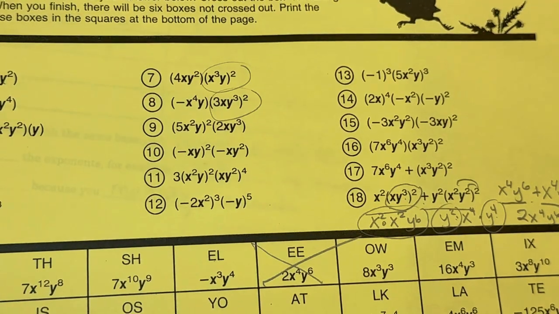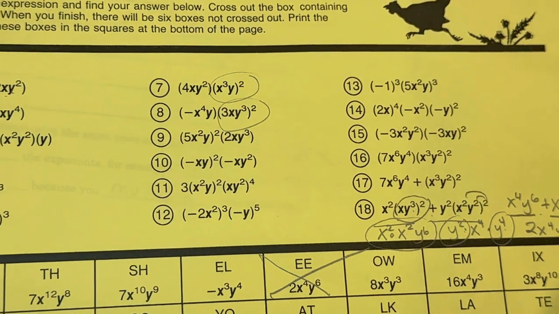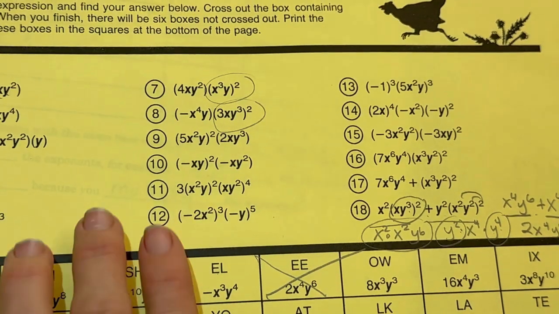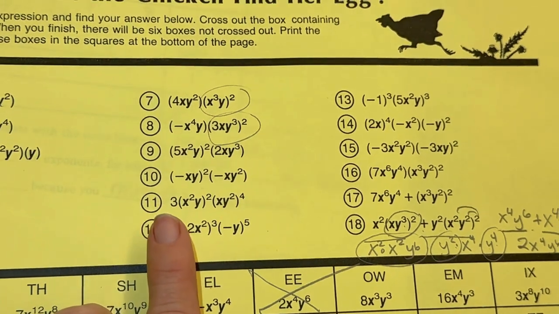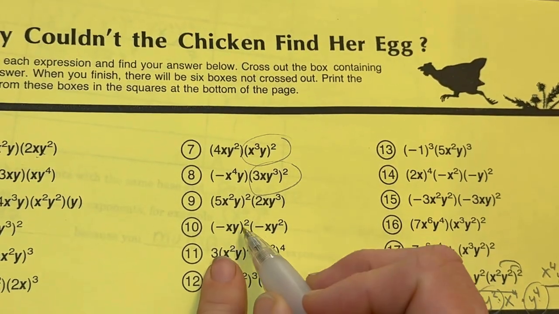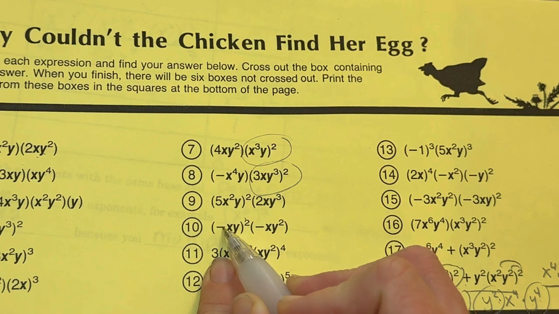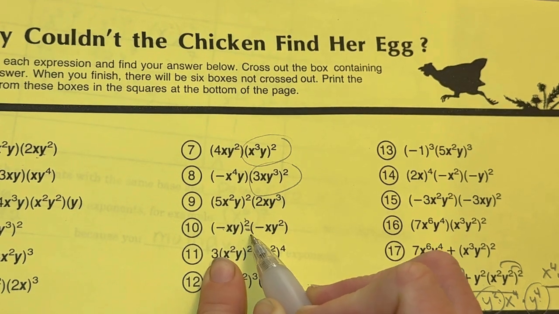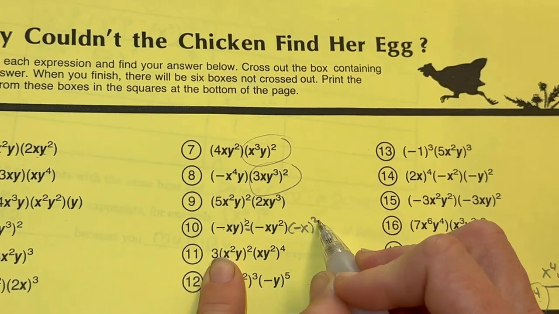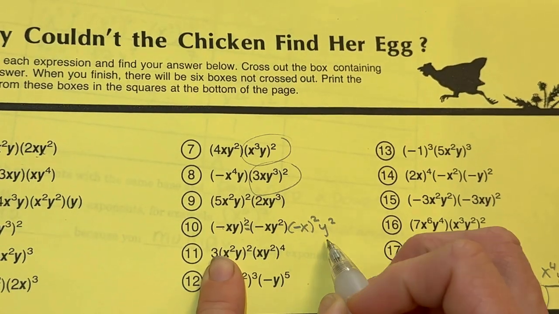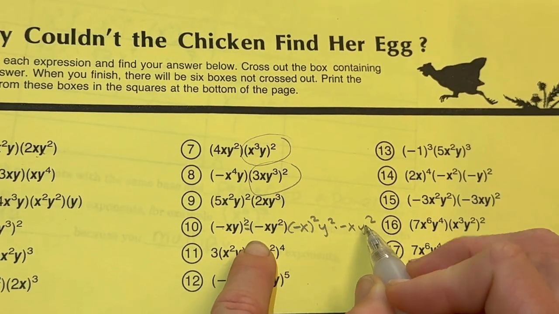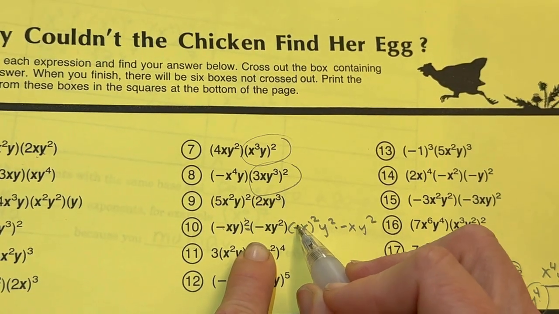Let's try one more together. I'm picking one that has some negatives for us. I'm picking number 10. So on number 10, this is going to be a negative squared. So that's going to become a positive. So it's going to be negative x squared, y squared. And then we have times by negative xy squared. So this negative is going to become a positive.